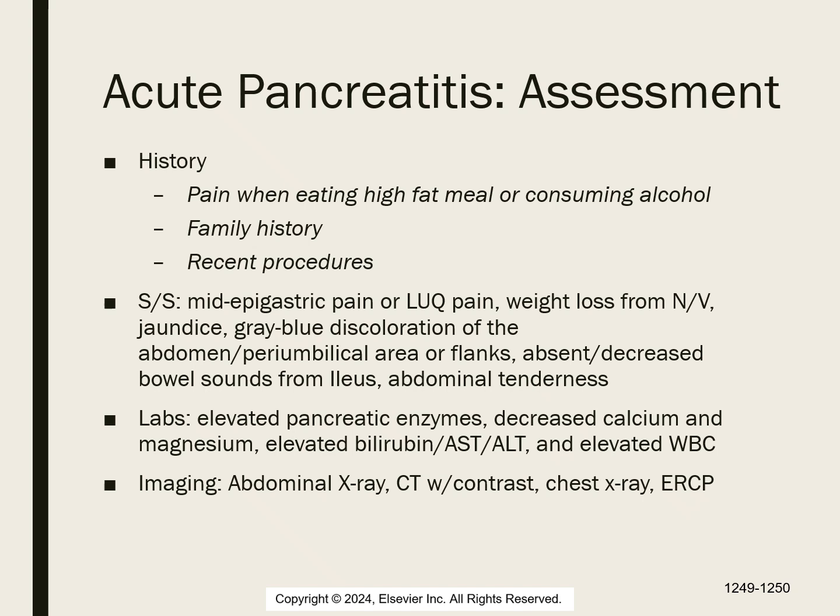For our labs, take a look at table 51.1. Elevated pancreatic enzymes such as amylase, lipase, and trypsin, and think about why each is elevated, and it is listed in that table. For our imaging, usually we do a contrast CT as our most reliable imaging assessment.